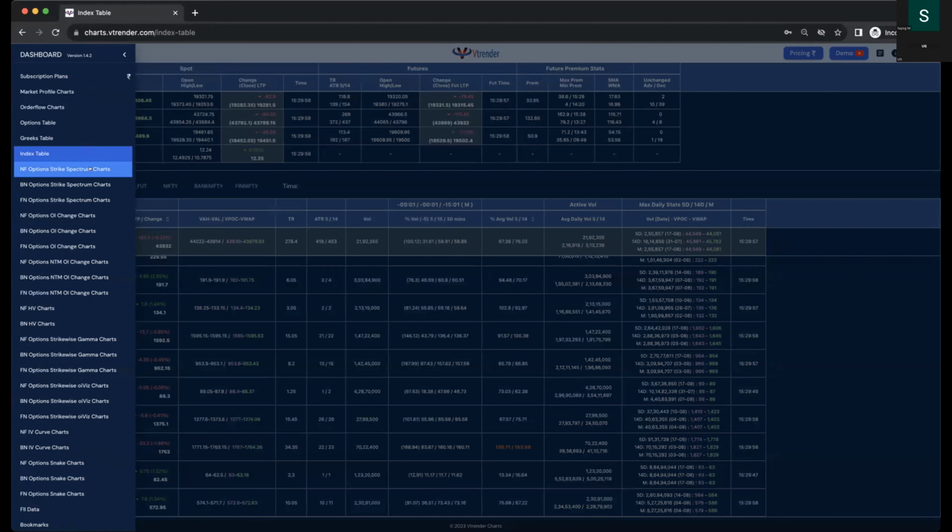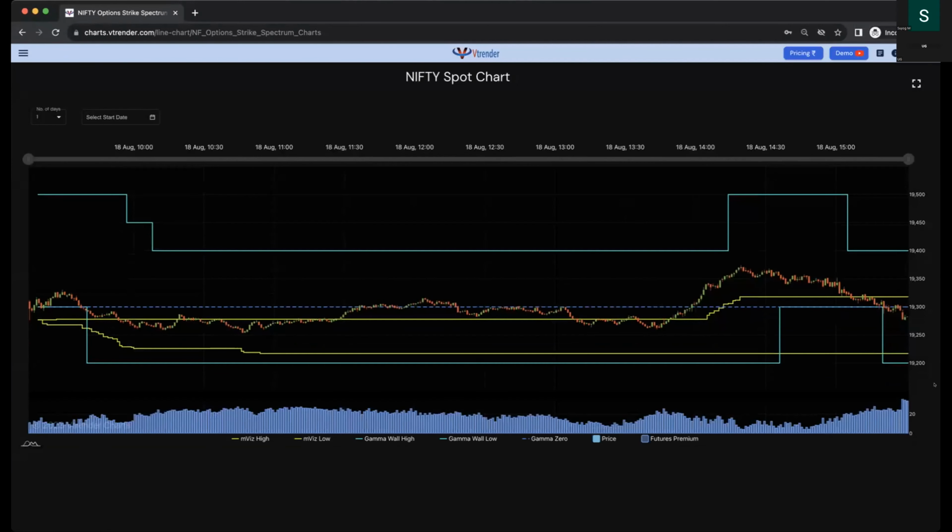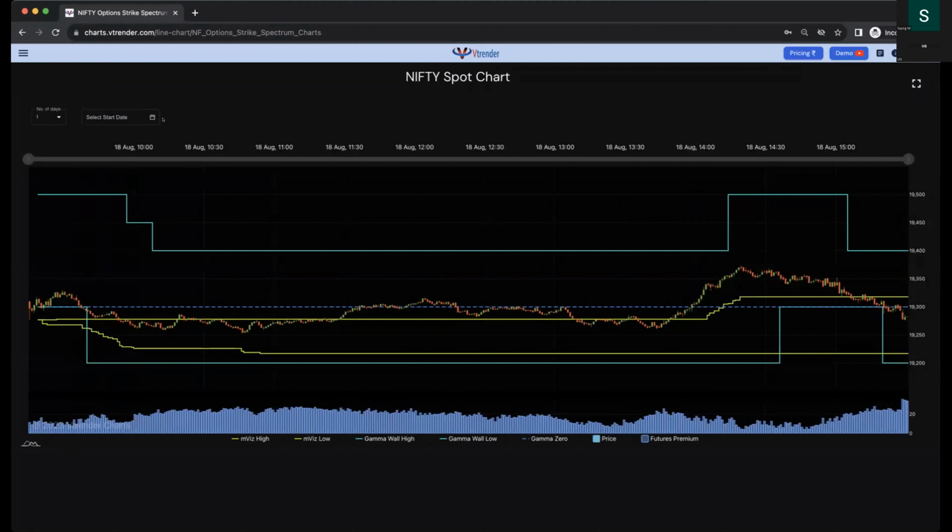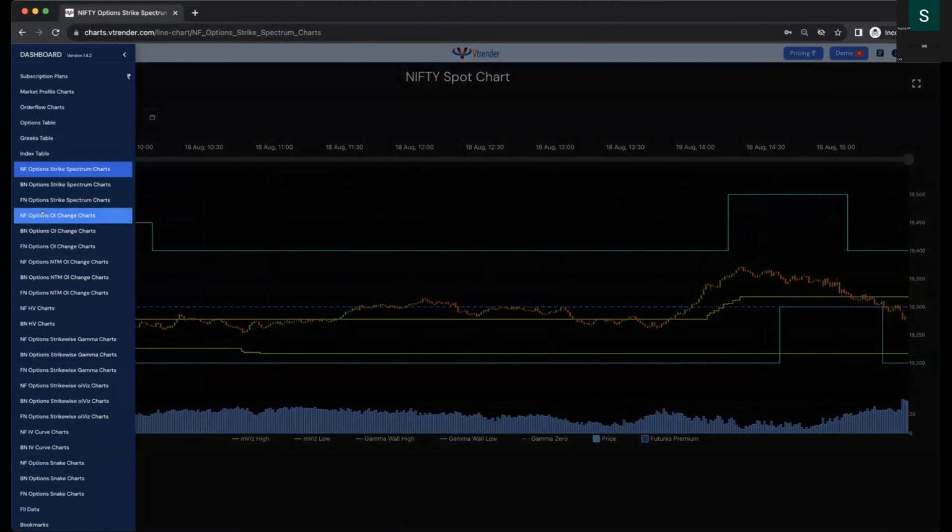So the star of our options suite, the Spectrum. Right now you have different menu options for Nifty, Bank Nifty, Fin Nifty, Spectrum. Again, something that is well explained in our demo and user manual. Shai can also touch base upon how we use these in our setups.